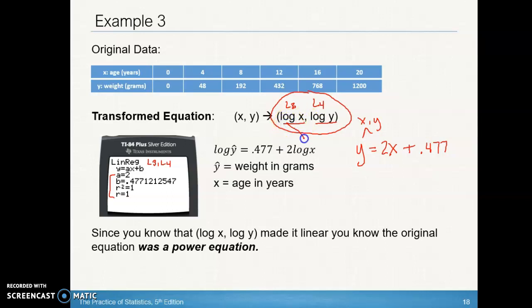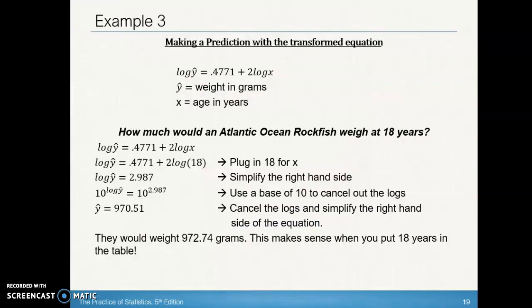Therefore, in front of each of these, I have to put that word log. Okay, so log of y hat equals 0.477, your y-intercept, plus your slope times log of x. You have to put that log in front of it. Okay, and that once again tells you that it's a power equation. All right, so now let's take a look at a question. Now that we have our equation, and it's important to make sure you have those logs in order to get correct answers for your predictions.